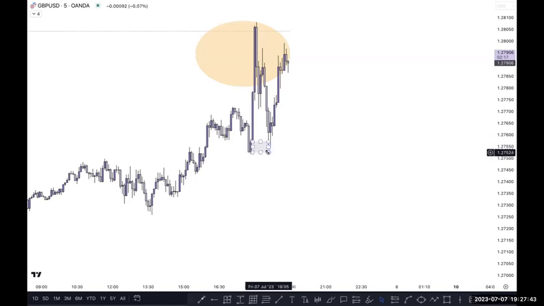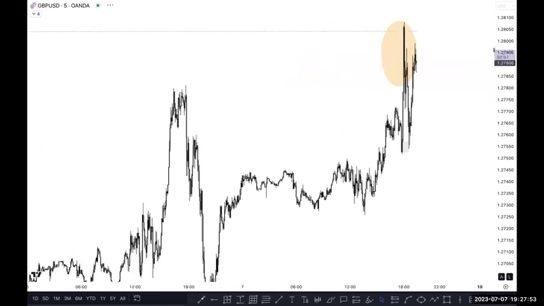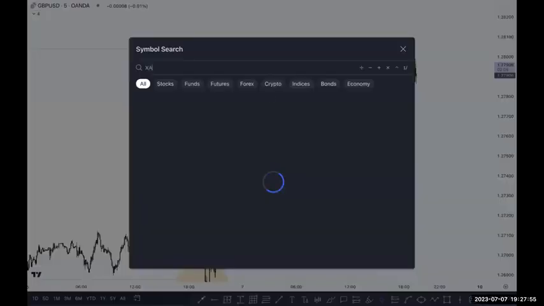Right? So this was a small pullback to the upside. You have to wait for it to break this one, then you can trade here based on the flip and TDL module, right? Now I'm going to switch to another pair that's called gold.